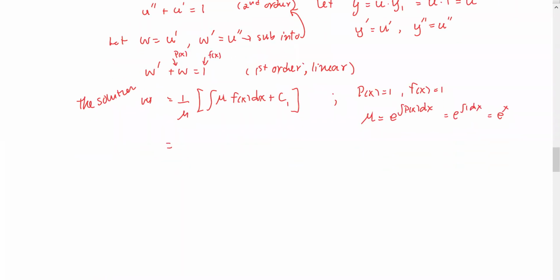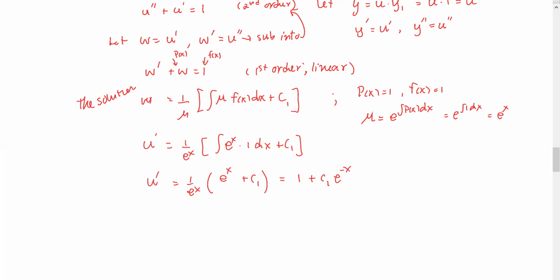So the solution w is 1 over e to the x multiplied by the integral of e to the x multiplied by 1 with respect to x plus c1. That means we have 1 over e to the x multiplied by e to the x plus c1. Multiply 1 over e to the x to the two terms in the parentheses. We have 1 plus c1 e to the negative x. Recall w is u prime.